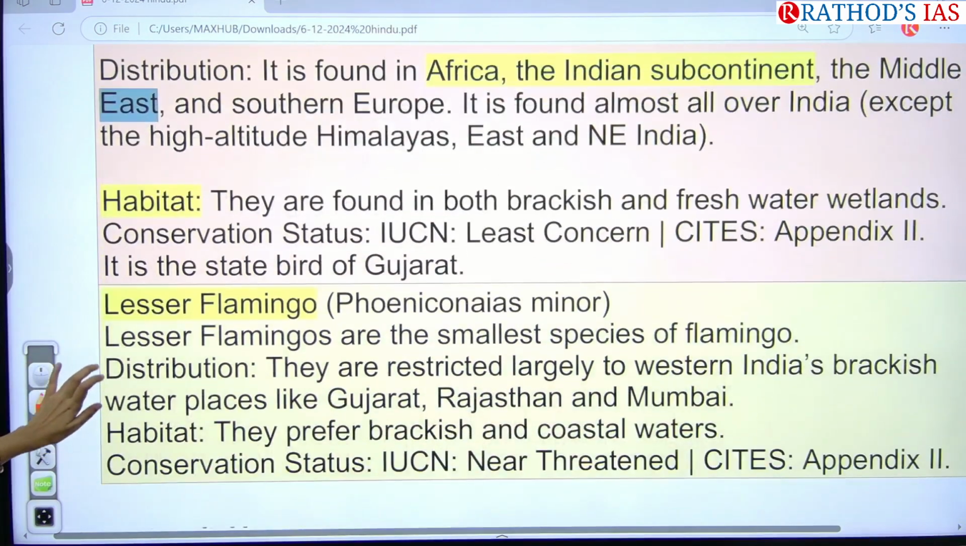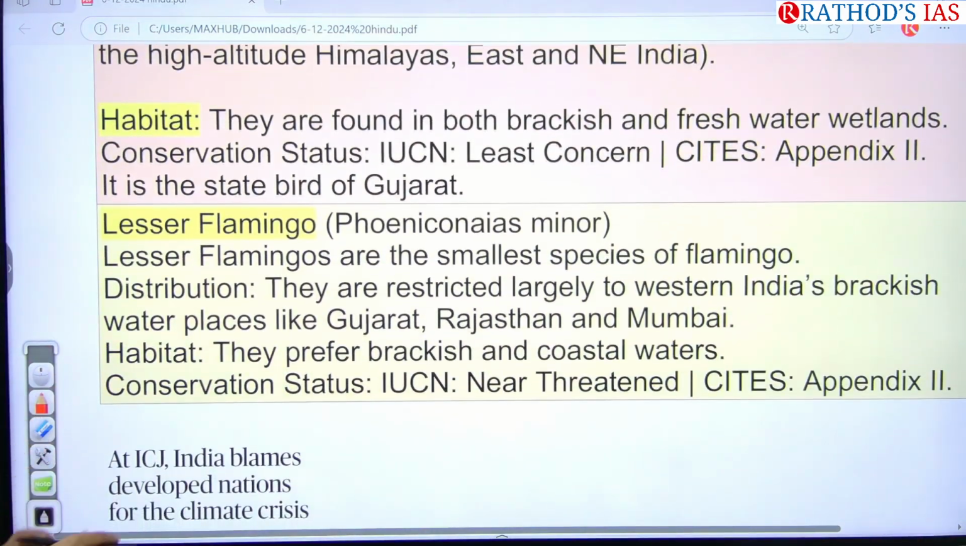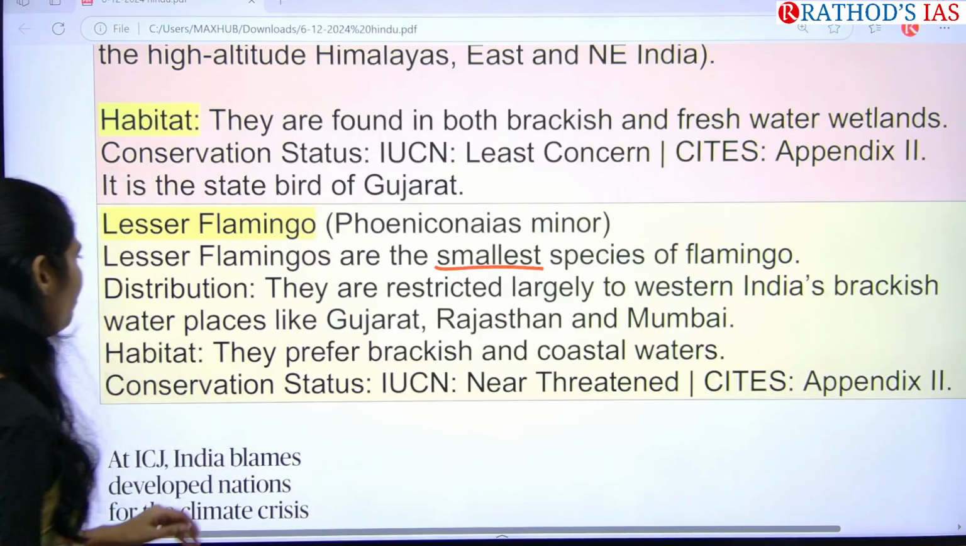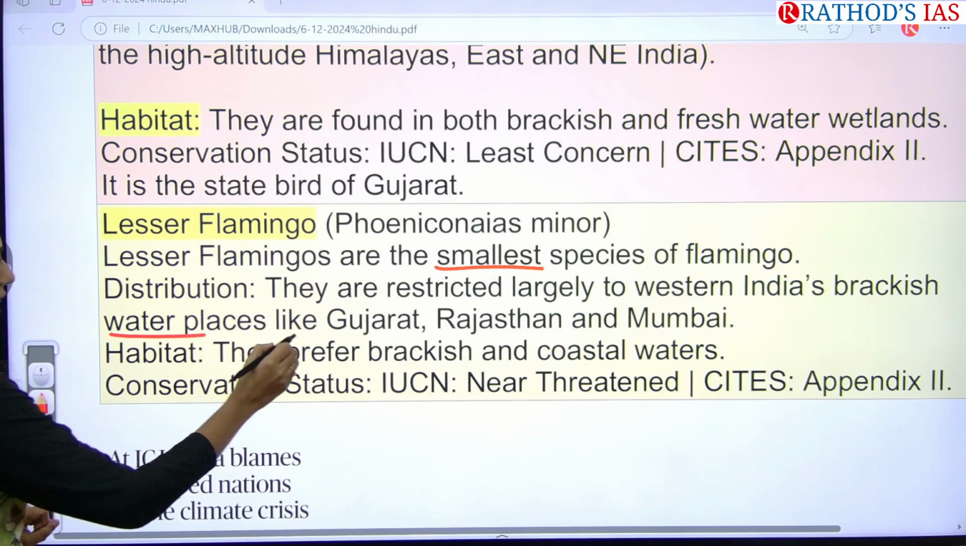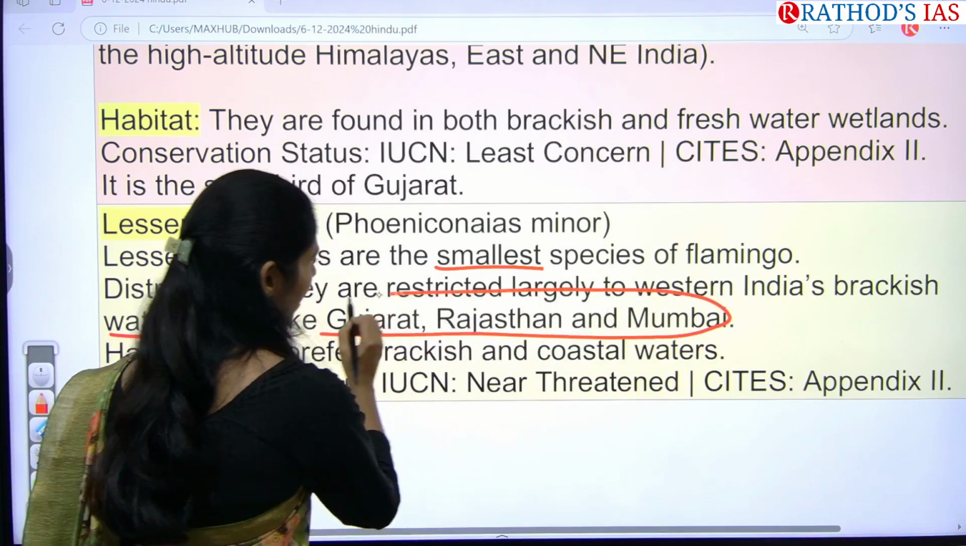And next here is the lesser flamingo. Lesser means nothing but it is one of the smallest species of flamingo. It is mainly seen in western India's brackish water places like Gujarat, Rajasthan and Mumbai.